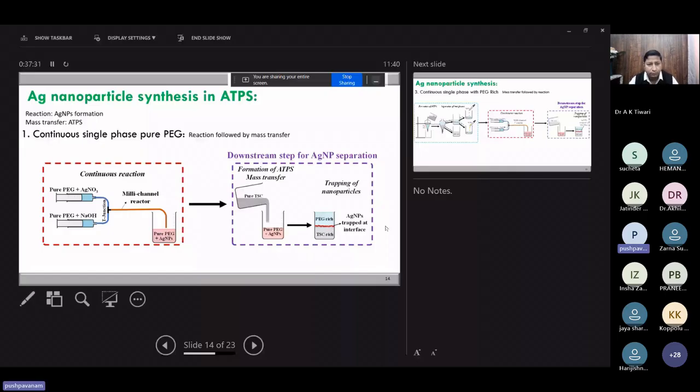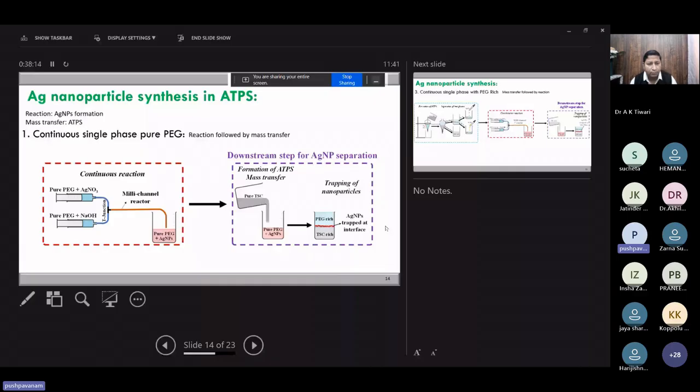Single phase. So how would you go about doing the reaction followed by the mass transfer? You add the pure PEG with the silver nitrate, pure PEG with the sodium hydroxide, then you mix it together. So basically, I want to have my reaction in the microchannel. So I'm not adding the sodium hydroxide in the same channel as the silver nitrate. The reaction occurs only in the millichannel. If I add PEG, sodium hydroxide and silver nitrate in the same syringe pump, the reaction will take place in the syringe itself. I want to avoid that. You pump it. So this is the reaction step.